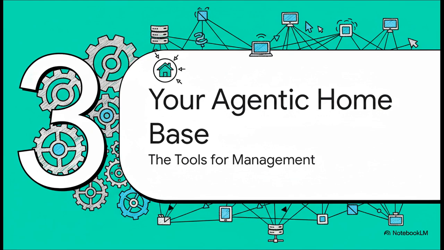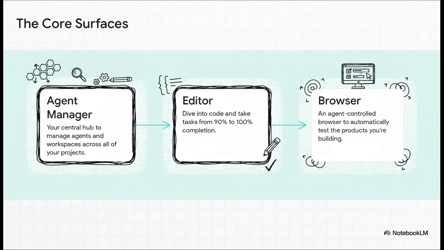Let's peek under the hood and see the tools inside this home base that actually make it all happen. So Antigravity is basically built around three main areas, and they're all tightly woven together. First, you've got the Agent Manager. That's like your mission control, your high-level dashboard. Then, of course, you have the editor, for those times you need to roll up your sleeves and get your hands dirty in the code. And then, and this is a huge one, there's an integrated browser that the agents can actually control themselves to test the features they just built. It's a completely closed loop.